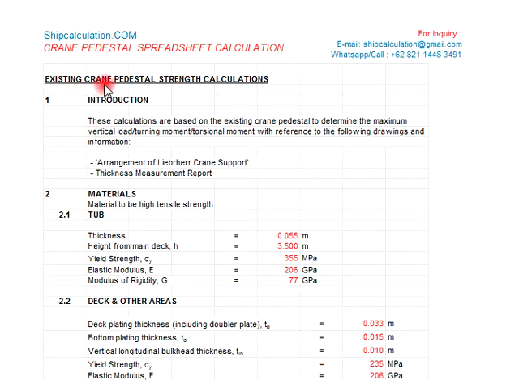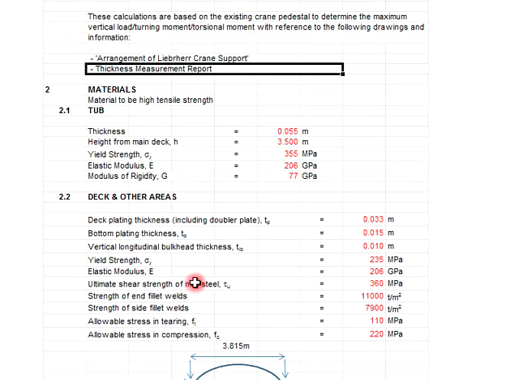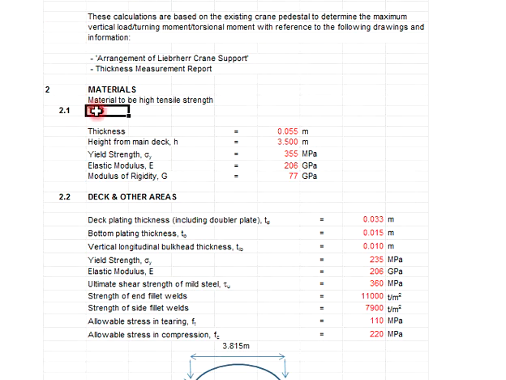The existing crane pedestal strength calculation. This calculation is based on the existing crane pedestal to determine the maximum vertical load, turning moment, and torsional moment. The drawings come from the other vendor, and then we also have to check the thickness measurement report. Based on this, the tube or crane pedestal itself has this dimension.